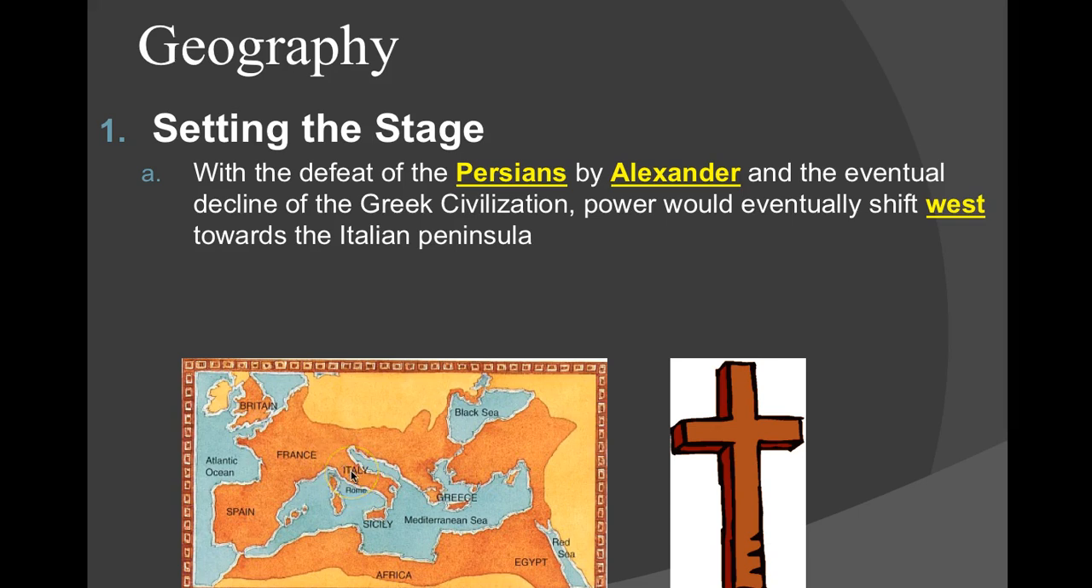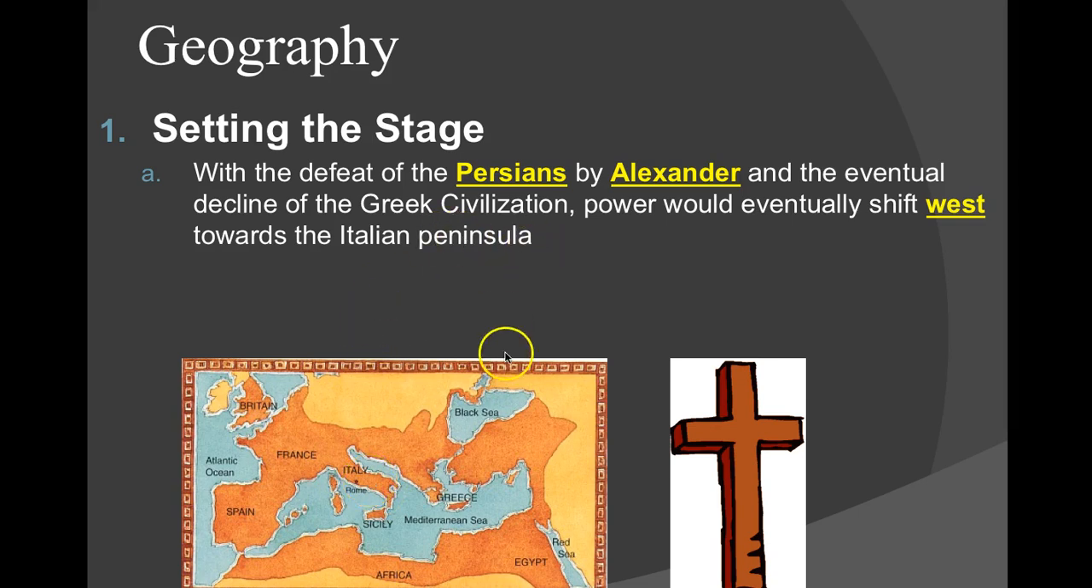Now, if we go back in time to ancient times, there was no such thing as Italy. We call it the Italian peninsula, but you had all these different city states like Rome that were their own independent entities. So there wasn't one unified power on the peninsula.